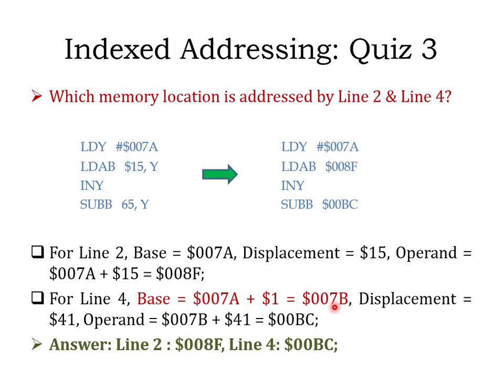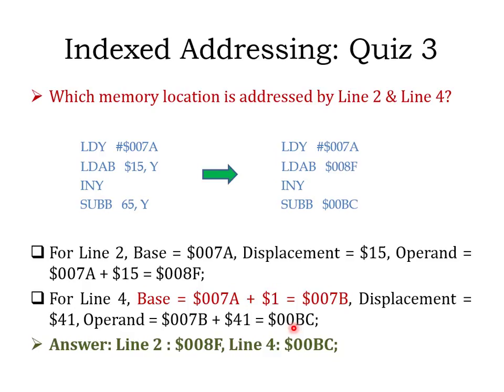Now once the base is changed, your displacement is what? 65, right? Do you see the displacement 65? I converted the displacement into hex, as we always do, into 41, which is 65 in decimal. So I just calculated the operand by adding the base plus displacement, right? But be careful, the base is 7B and the displacement is 41, and that's how I got the answer for line 4. So be careful that your base can be changed anytime if the content of the index register Y or X, whatever, is changed, okay?